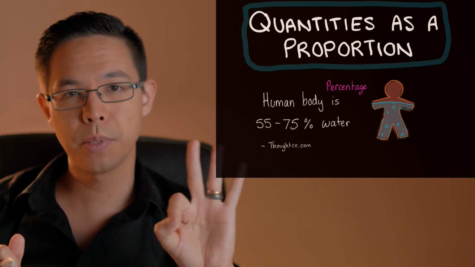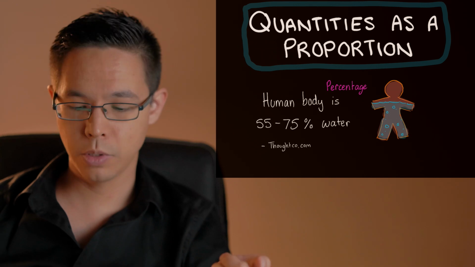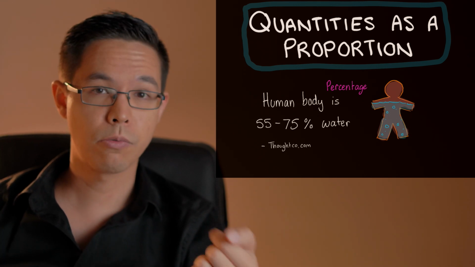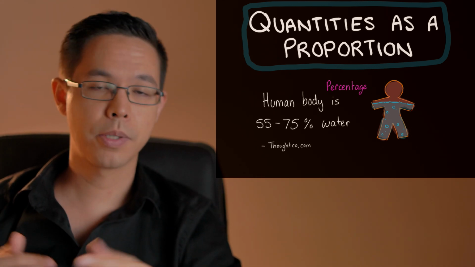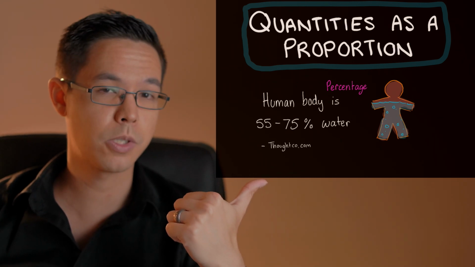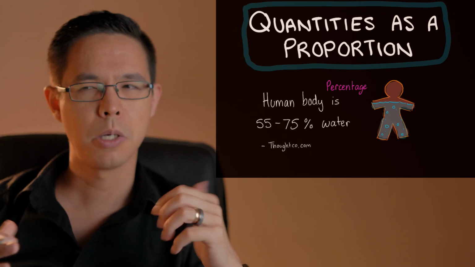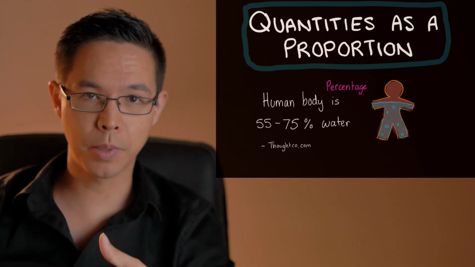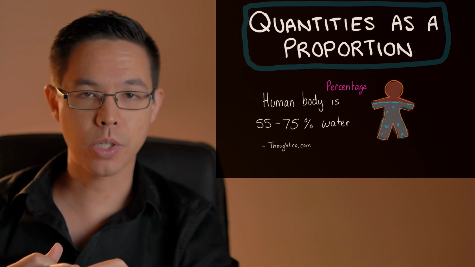So we've got three ways of representing proportions. We can represent them using percentages, we can represent them with fractions, and we can also represent them using ratios. So my first example up on screen is a basic percentage of a proportion. Here, it apparently seems that around 55 to about 75% of the human body, I think it's by weight, is made of water. That means that out of the entire body, 50 to 75% of it is water.